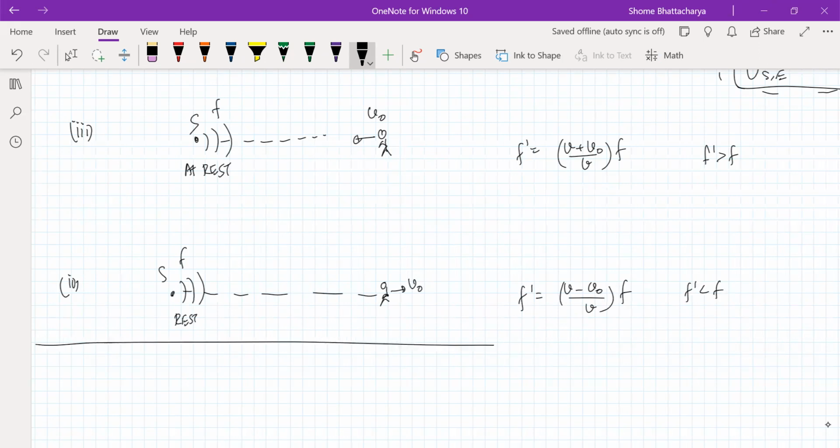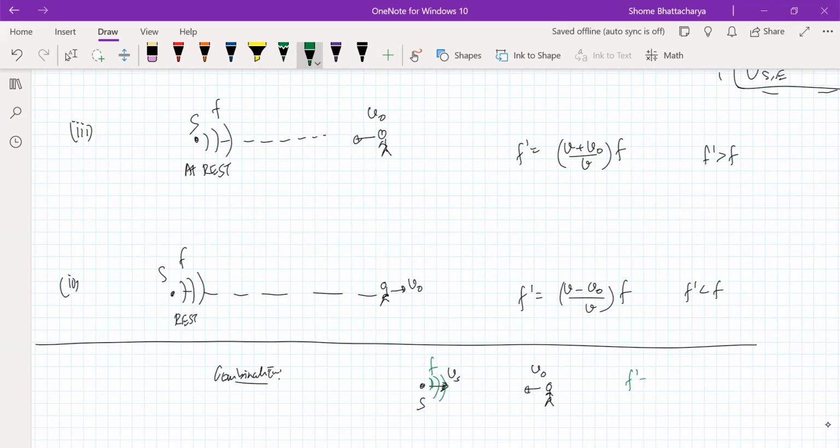Now we can have a combination concept like this. Suppose the source is also moving towards the observer, and the observer is also moving towards the source. And the source, as it is moving, is emitting sound of frequency F. Then the frequency observed here will become V plus VO upon V minus VS, because both are approach velocities.